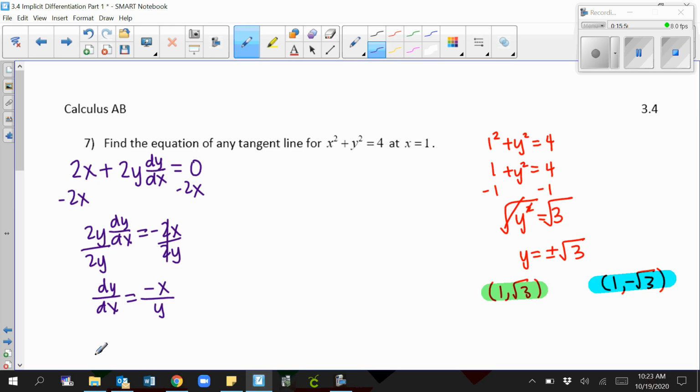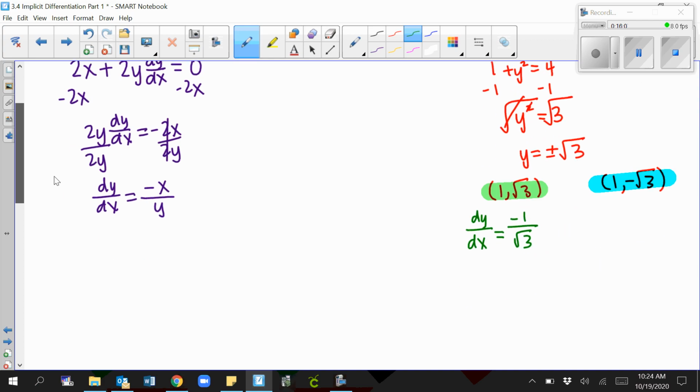So now that I've found my derivative, I need to plug in my green highlighted point and my blue highlighted point. So when I plug in my green highlighted point, I'm going to get dy over dx is equal to a negative 1 over the square root of 3. And I don't want that square root in the denominator, so I'm going to multiply top and bottom by the square root of 3. So I get that dy over dx is equal to a negative square root of 3 over 3.